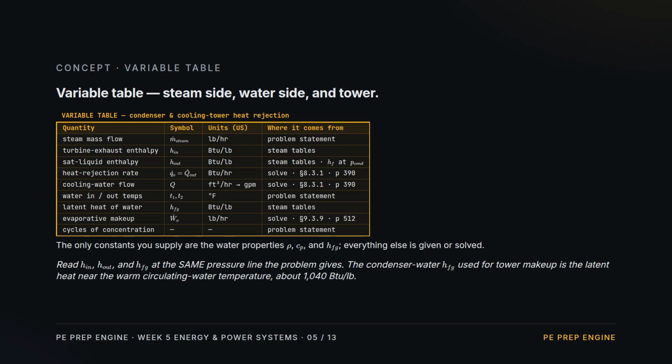Then latent heat, evaporative makeup, and cycles of concentration carry you into the cooling tower half. The only constants you bring are the water properties, density, specific heat, and latent heat. Everything else is given or solved.